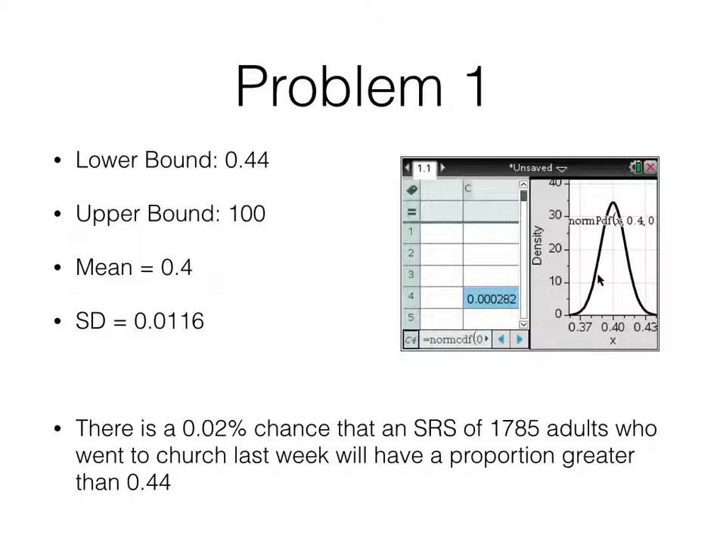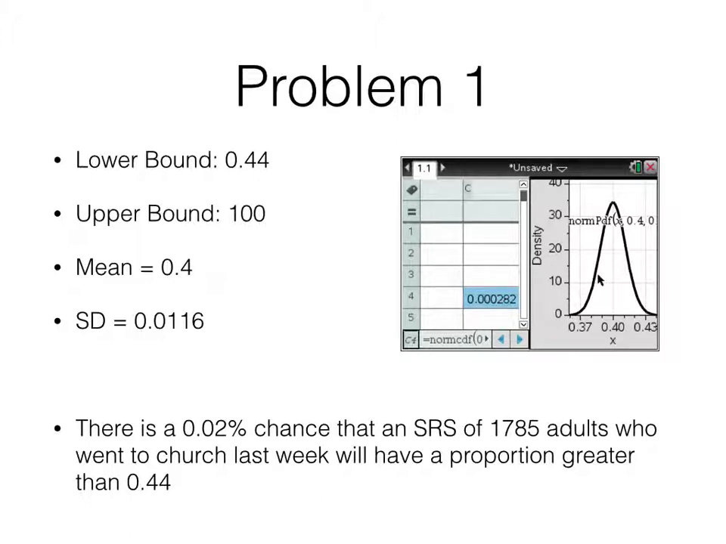If you had an Inspire, your lower bound would be 0.44, your upper bound would be 100, your mean would be 0.4, and your standard deviation would be 0.0116. And so we got a probability of 0.000282, or a 0.02% chance. So there is a 0.02% chance that an SRS of 1,785 adults will have a proportion greater than 0.44 who went to church last week.